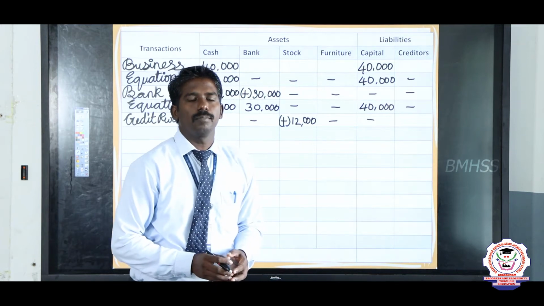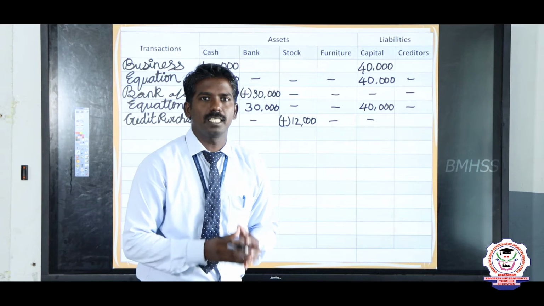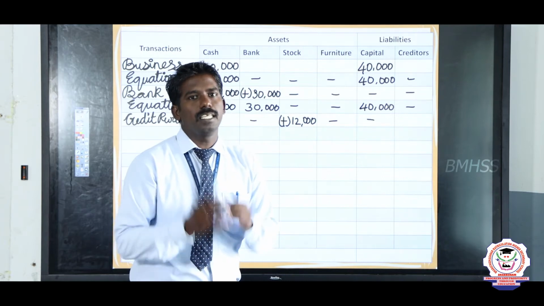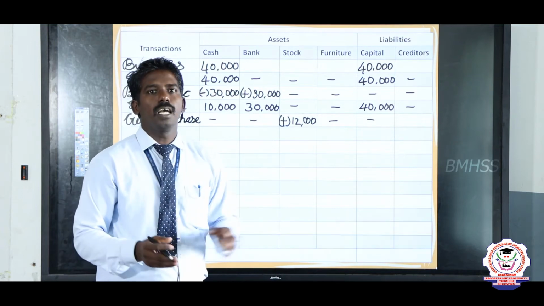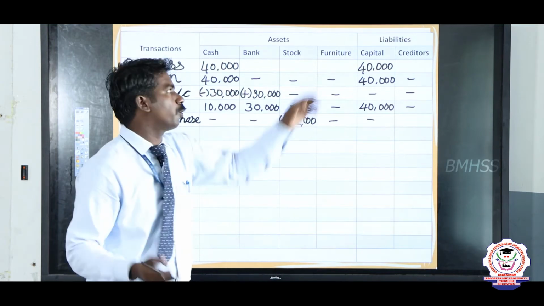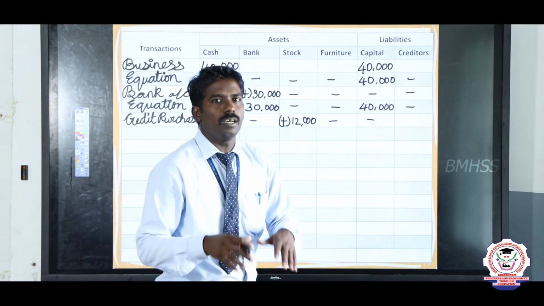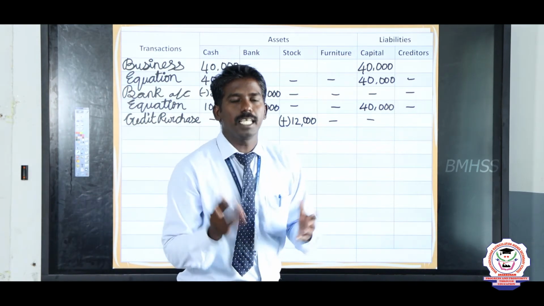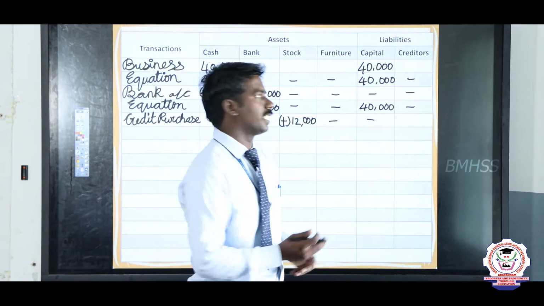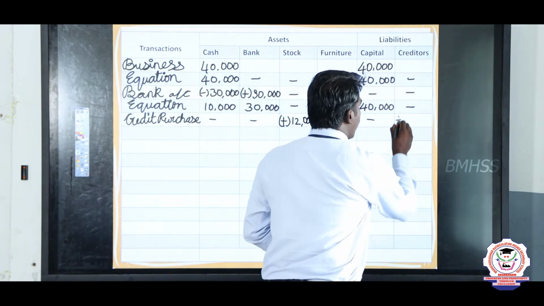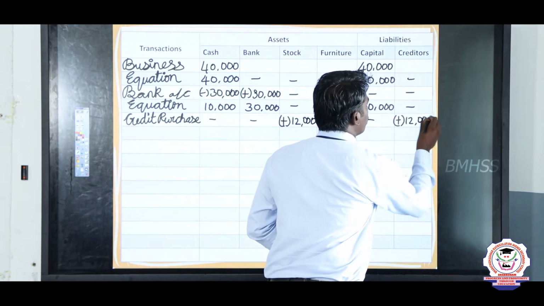Who is a creditor? A creditor is a person who supplies goods to the business organization on credit. Later, the business organization has an obligation to repay the amount to the creditors within a certain period. So in this transaction, Hari is a creditor. He provided 12,000 rupees worth of goods to the business organization. So write add 12,000 rupees in the creditors column.